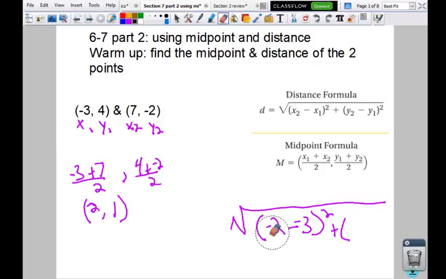I was looking at her. What the heck? Hold your horses. What? I plugged in the right one. So it's x2 minus x1, x2 is 7. I accidentally plugged it in. And then plus y2 now is negative 2 minus 4 squared.